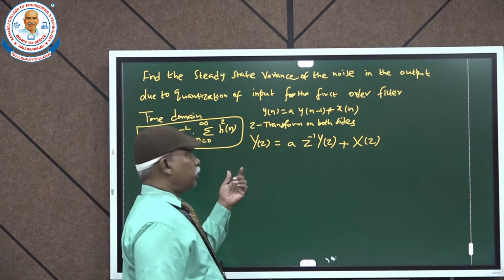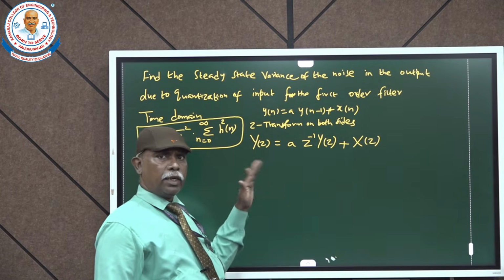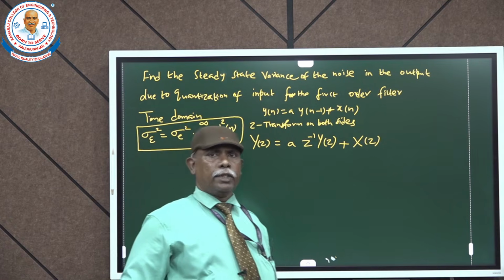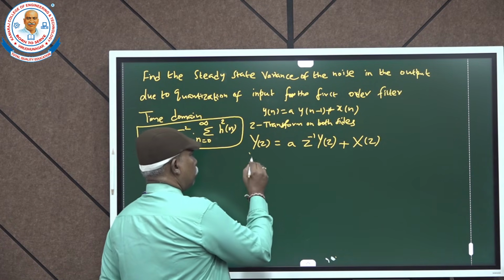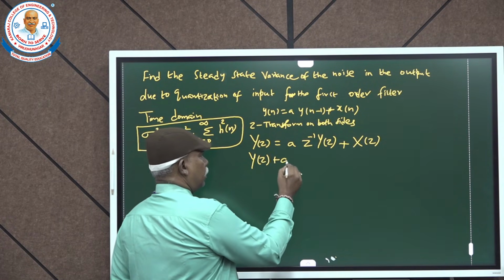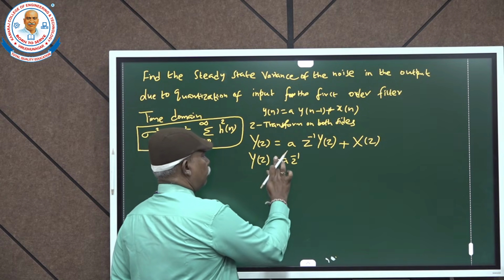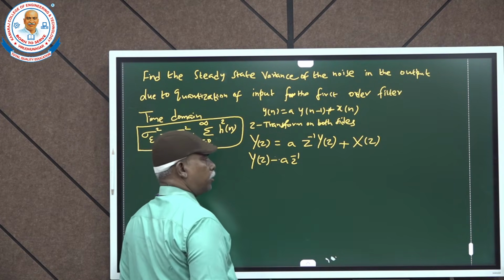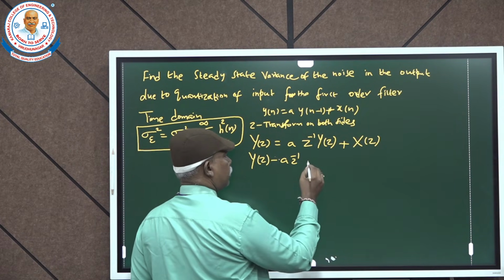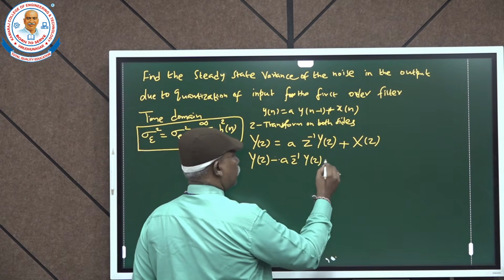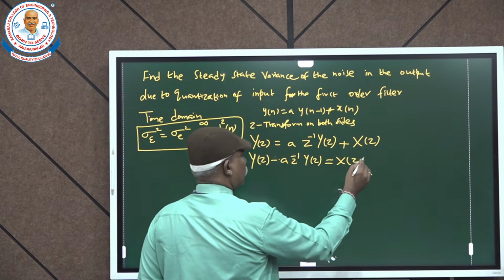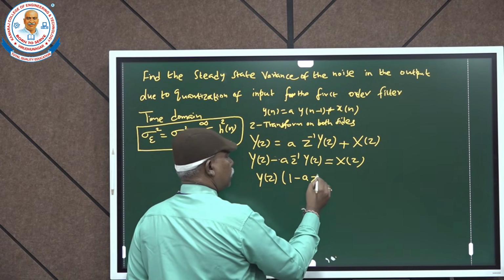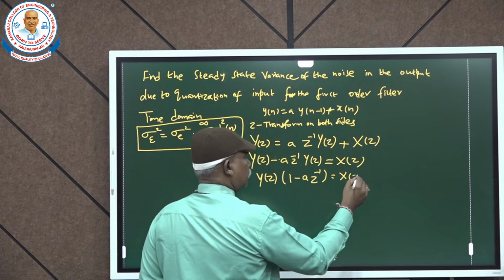Now you see that Y of Z is available on both the left hand side and the right hand side. So for easy simplification, you take Y of Z to one side. Plus a Z inverse Y of Z is taken to the left hand side, meaning minus a Z inverse into Y of Z, equal to X of Z. Now take Y of Z as a common factor, so 1 minus a Z inverse times Y of Z is equal to X of Z.